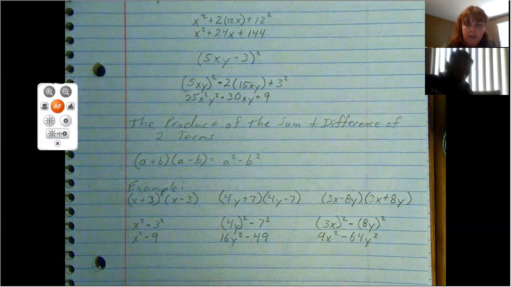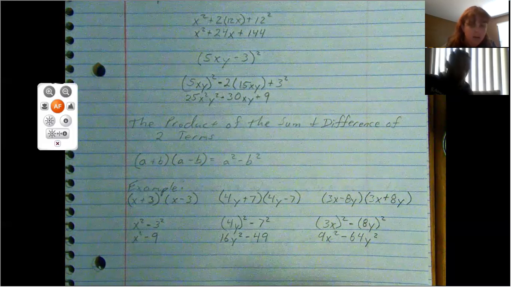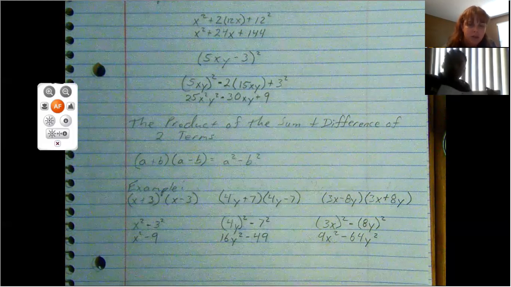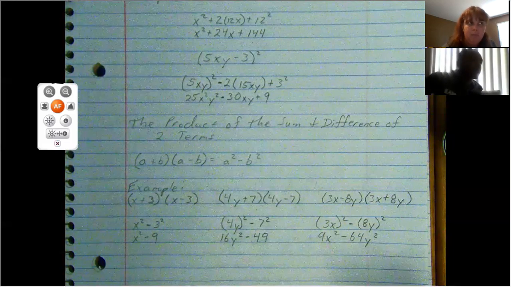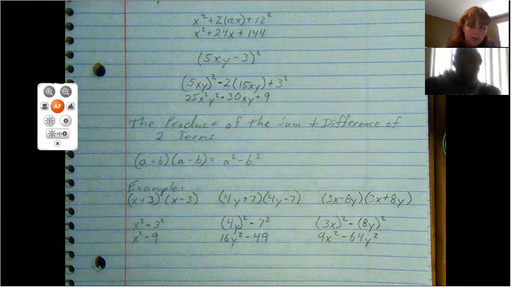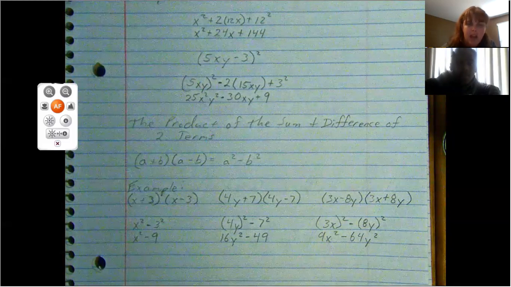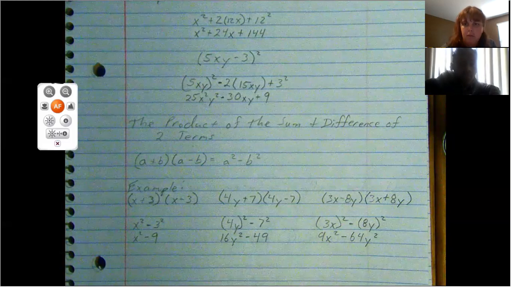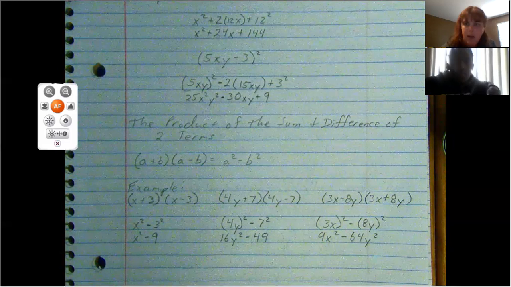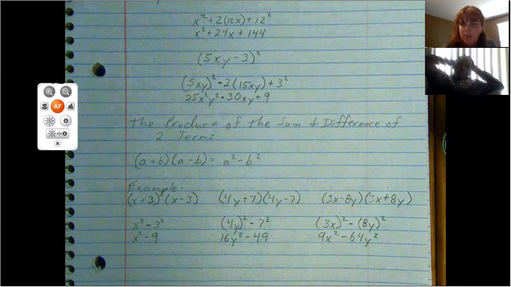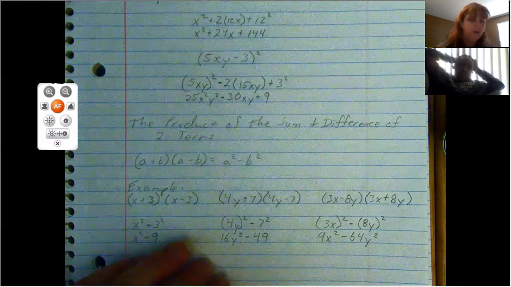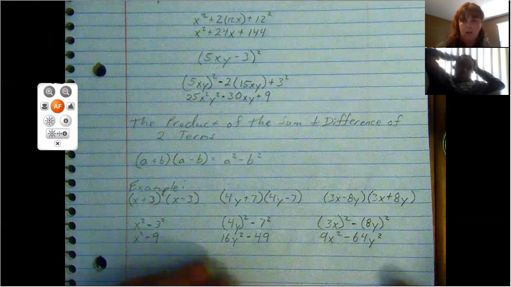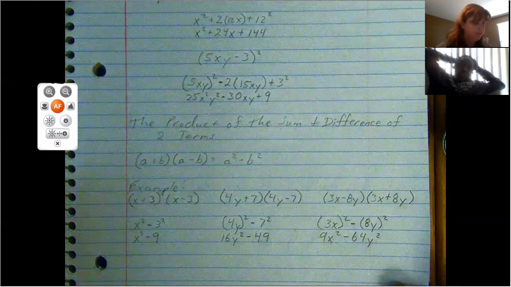So you can always use the foiling. It's just that these are some special situations that we have some rules that work for them and kind of make it a little easier to be able to find the products of binomials and trinomials. Yeah. Okay. But you can always use foiling. It will still come out with the exact same answer.